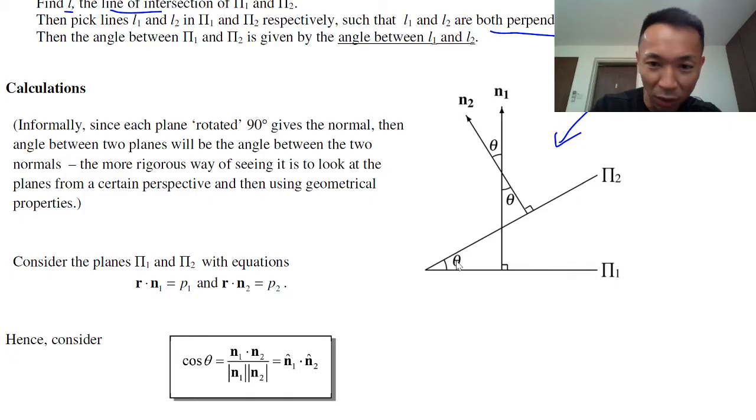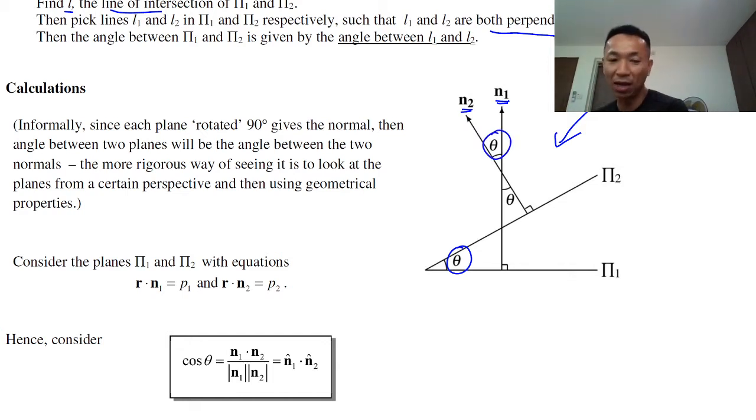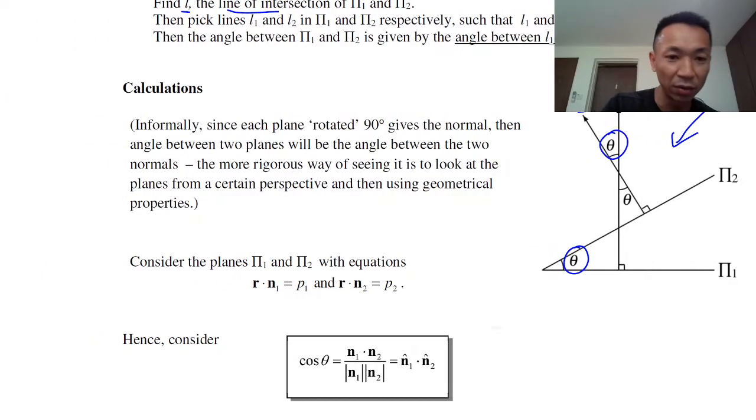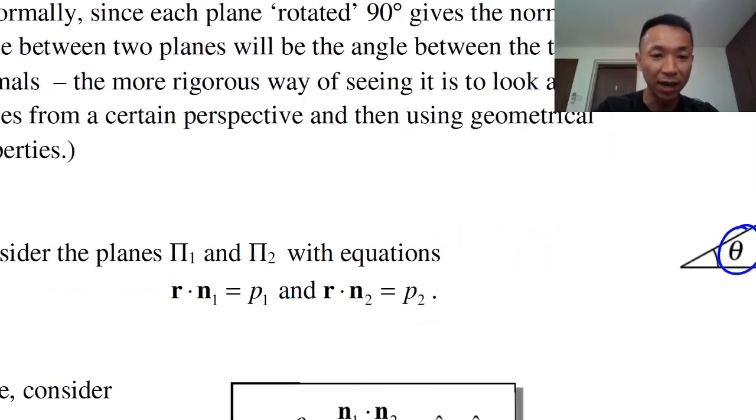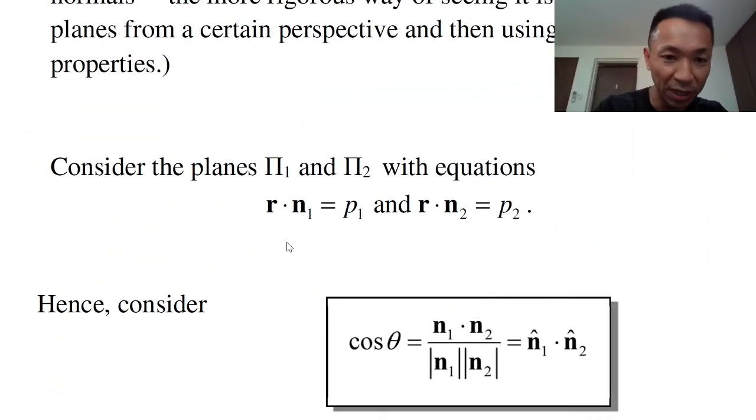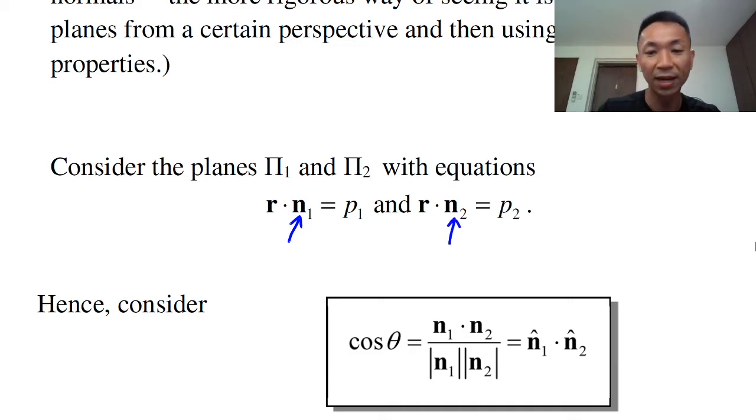Now, if I want to find theta, why make our life so difficult? Why don't we just find normal 1 and normal 2? The angle between normal 1 and normal 2 will give me the angle between the two planes. I think that's that. Nothing else to say. So if I have the equations of two planes, how do I find the angle between them? I just need to take normal 1, normal 2, find the angle, and that's it.